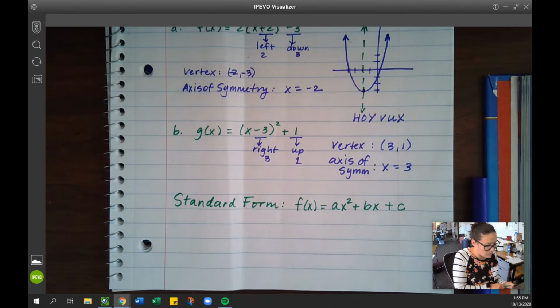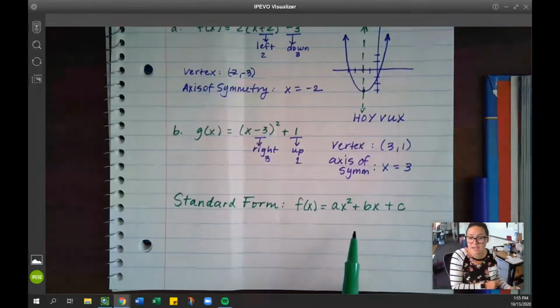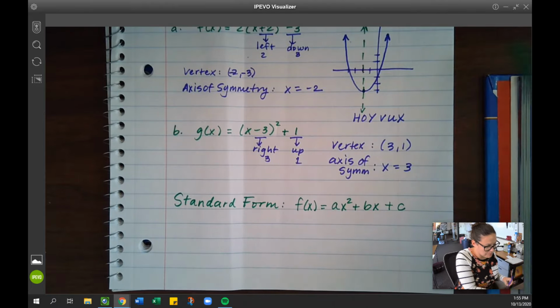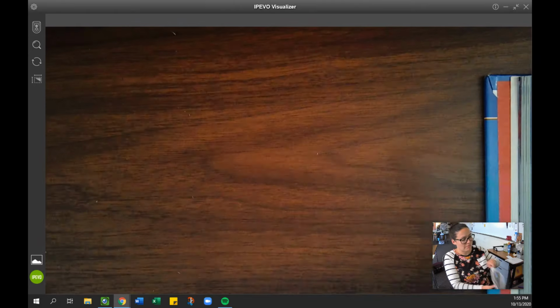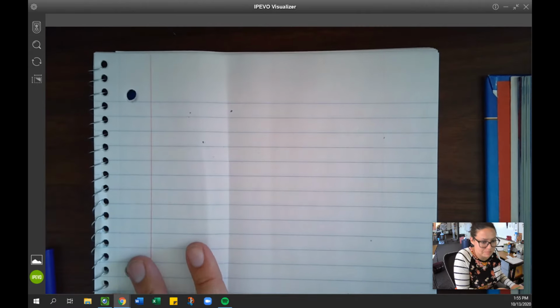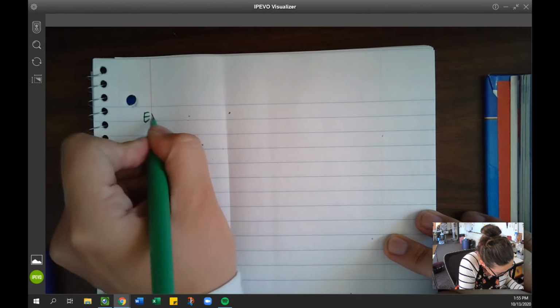So what do each of these things tell us? Well, these different numbers will tell us different things about the vertex, about the y-intercept, about the axis of symmetry, whether it opens up or down, and that's what we're going to explore in the next example. So I'm going to start on a new page here. Example 2.